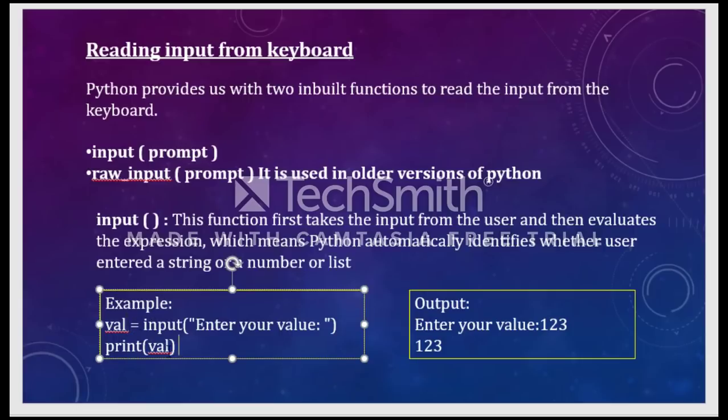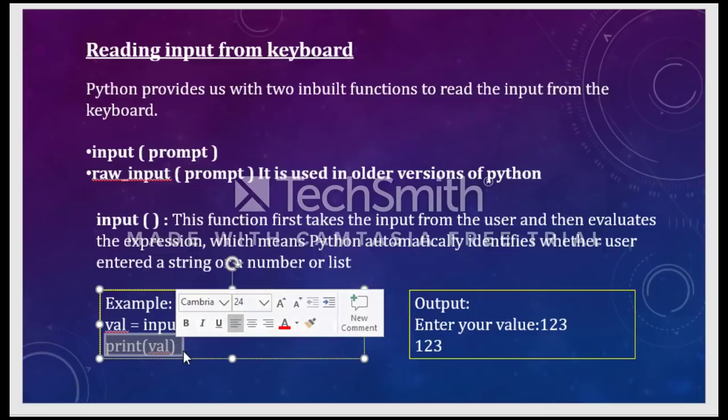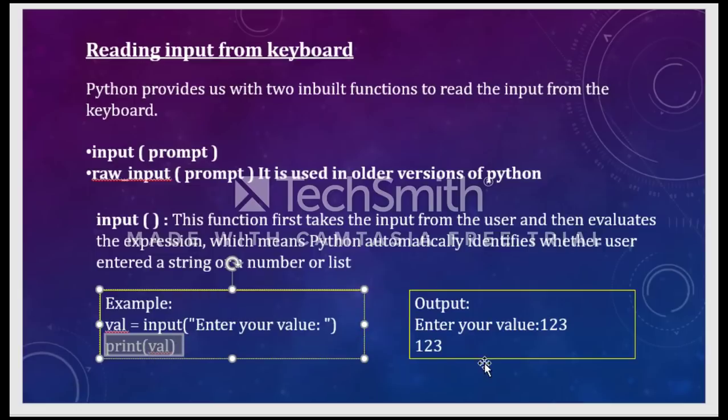So if you print val, obviously whatever input value we have taken from the keyboard will be printed. When you execute this small section of the code, you will get the output as "enter your number". Then the cursor will be waiting at that position for you to enter some number. After you enter some number, 123, that 123 will be stored in val. Then the second statement is print val, which prints the value stored in val. Simply you will get the answer as 123.